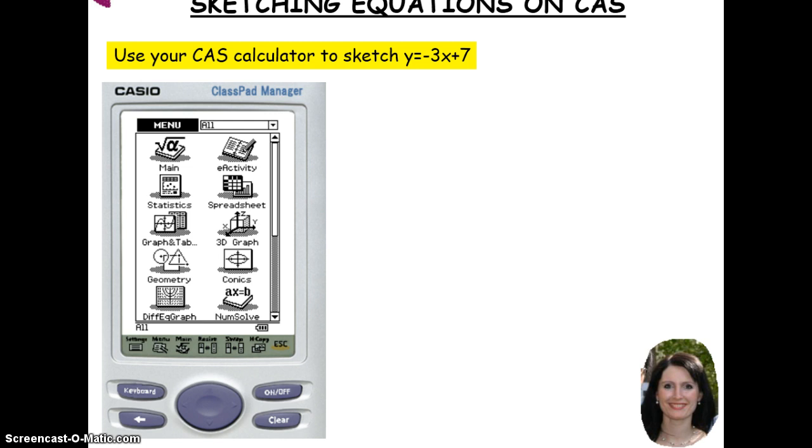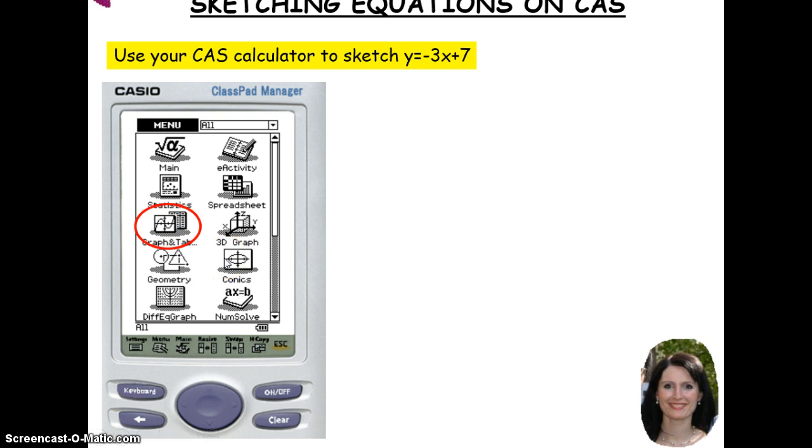When you turn on your calculator with the on-off button, you get to this screen here. This is the menu, and this shows you all the things you can do using your CAS. There's main, which is where you do your simple calculations. There's graphs and tables, which is where we're going to go. There's number solve, geometry, 3D graphs, etc. Lots of different functions there. We're going to go to graphs and tables.